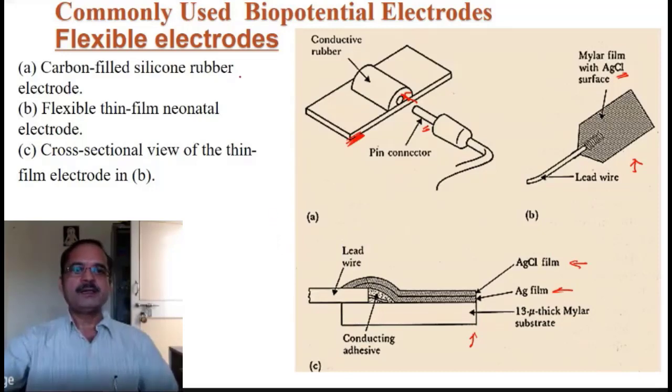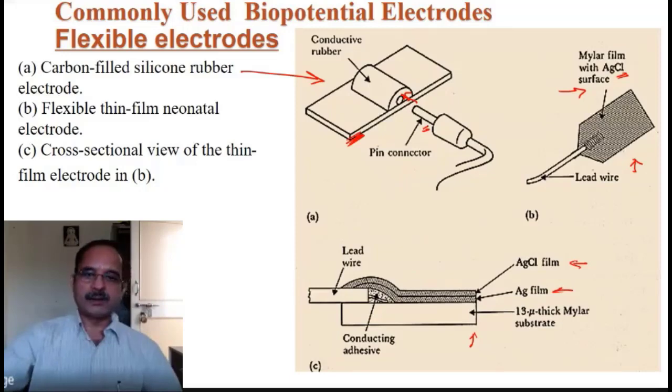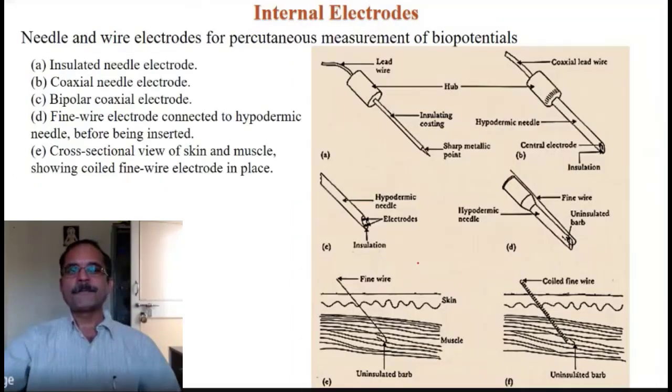The first one is a carbon filled silicone rubber electrode. The second one is a flexible thin film neonatal electrode. And the last one is a cross sectional view of the flexible thin film neonatal electrode. Okay, so we have discussed the surface electrodes and different types of surface electrodes.